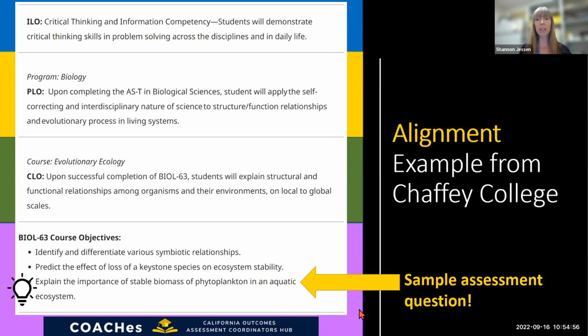We have a sample assessment question, and at the bottom there, with a little light bulb, that sample assessment question is actually measuring a couple of different course objectives in our ecology course. So I'm not an ecologist by training, but: explain the importance of stable biomass. And then that relates to a couple of different bullet point course objectives.